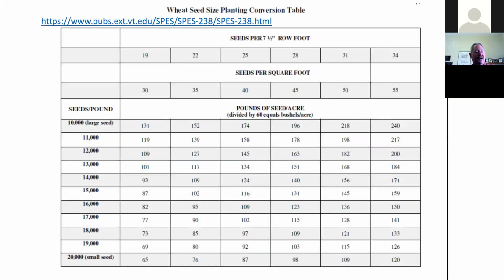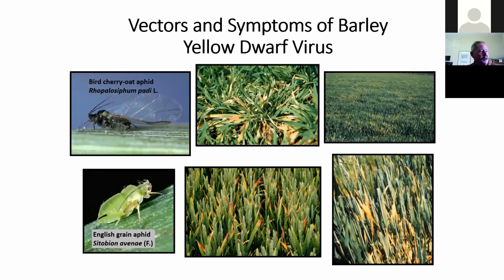We do have a listing here of a conversion from seeds to pounds of seed per acre, 60 bushel unit equivalents, and this publication is up on the extension site. So these conversions are available if you need to know how much seed to order or make that work. This is out there.